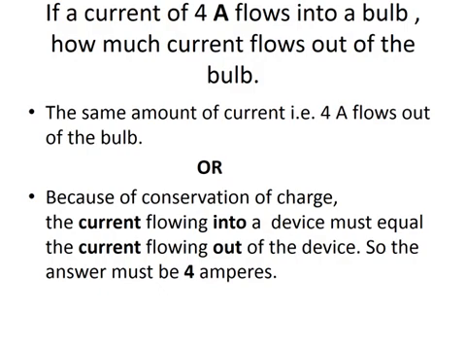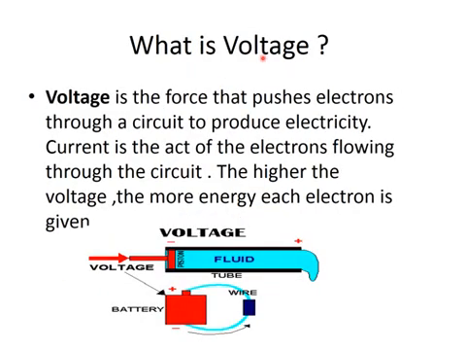The next question is, what is voltage? Voltage is the force that pushes electrons through a circuit to produce electricity. Current is the act of the electrons flowing through the circuit. The higher the voltage, the more energy each electron is given. As you can see in the figure also, voltage is the force that pushes electrons through a circuit, because electrons by themselves will not move in the circuit. They need some push, some force behind them, so that they can move in the circuit.